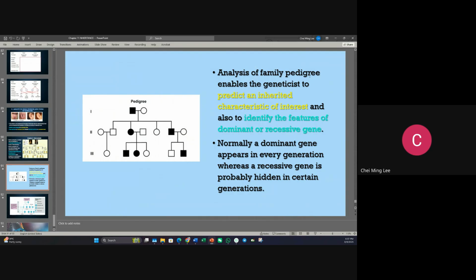Okay, so the analysis of family pedigree enables the geneticist, the genetics research expert, to predict an inherited characteristic of interest and also to identify the features of a dominant or recessive gene. They will use the family pedigree to search because, as we know, if we have dominant and recessive both, only dominant shows. So whichever characteristic always comes out will be the dominant trait. Normally a dominant gene appears in every generation, whereas a recessive one is probably hidden in certain generations, meaning that it may be hidden for several levels, then come out.